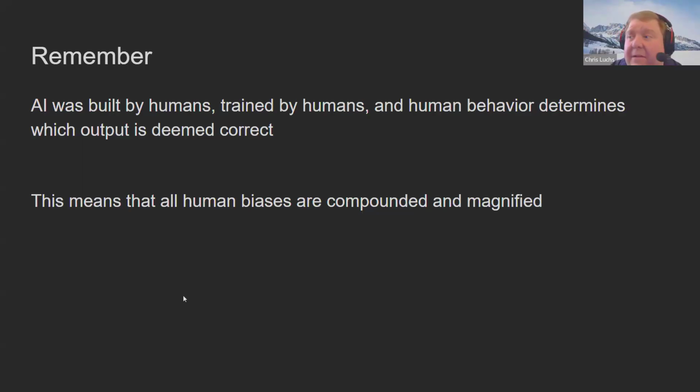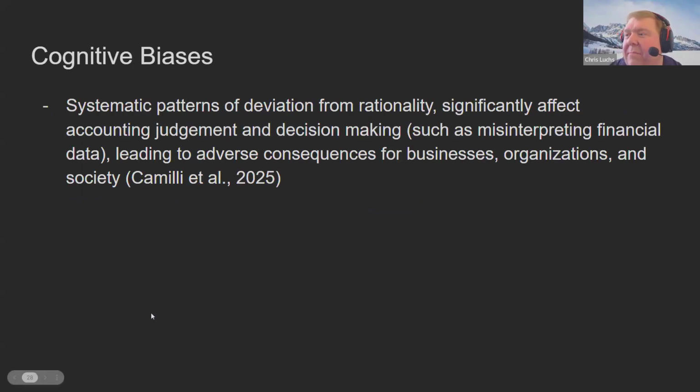Yeah, one caveat is, remember, all AI was built by humans, trained by humans, and human behavior determined which output was deemed correct in that training. Moving forward, once it's outside of the box and out in the real world, it looks at what you clicked on, and whether it got a favorable response to this. So what this means is that all human biases are compounded and magnified as part of the process, and you get a lot of interesting biases there.